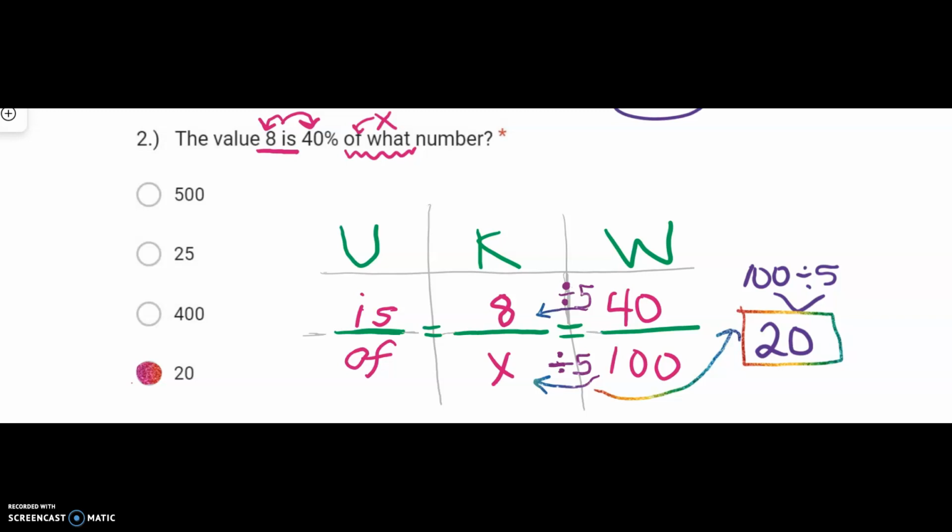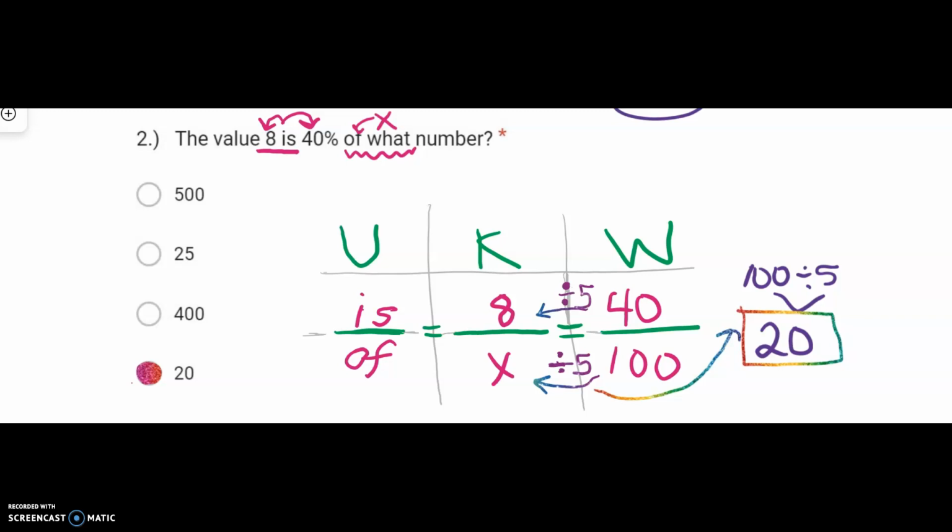8 is, so I plugged it in over is, and I did put this in the wrong spot, so I'm sorry. I put it in the no column, but luckily you'll see that it works the same way also, even if I put it backwards. So 8 over the unknown, because it says of what? So of what tells us that we don't know. So of x, and then equals 40, because we know percent is always over 100, so 40 over 100.